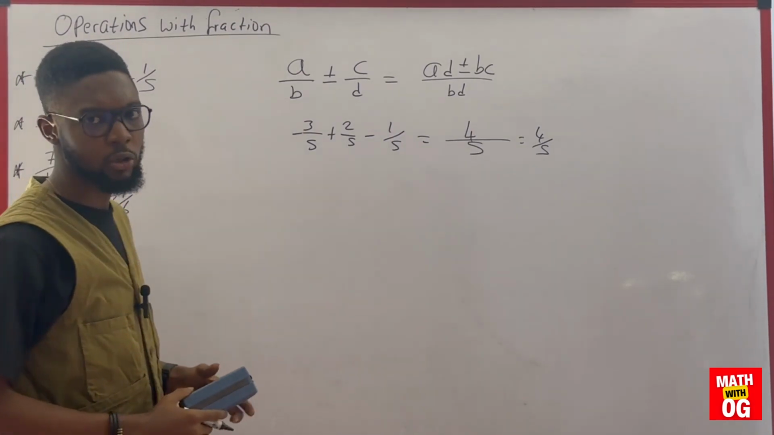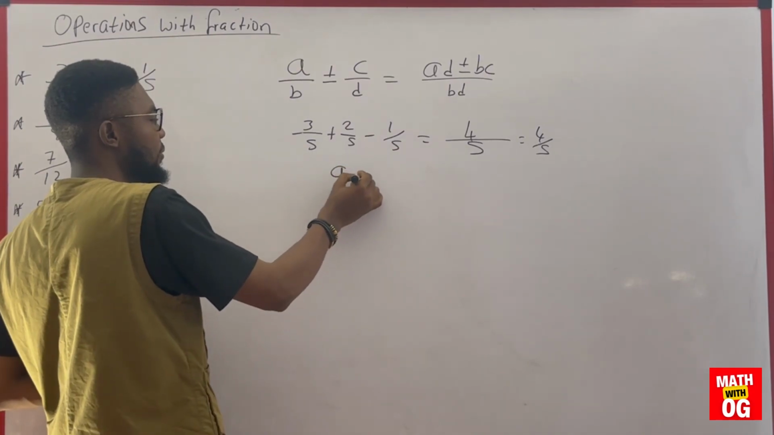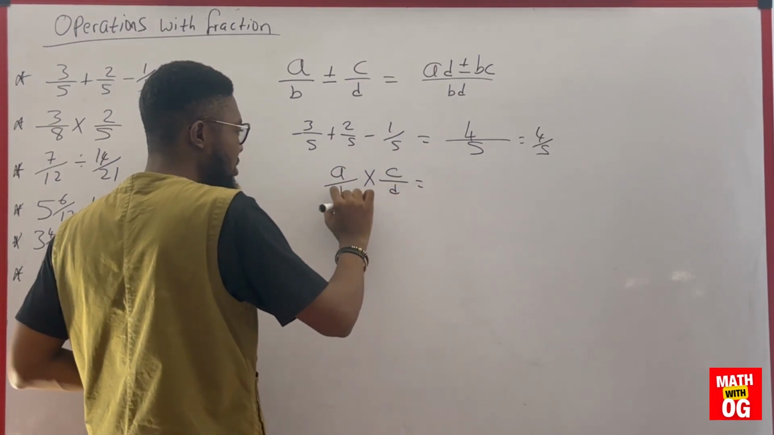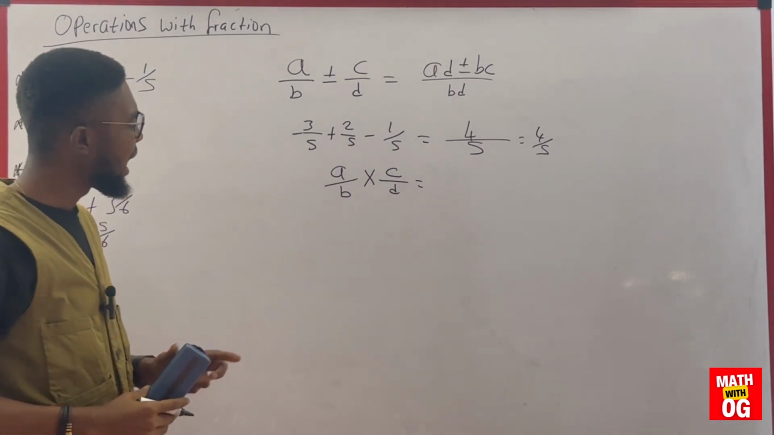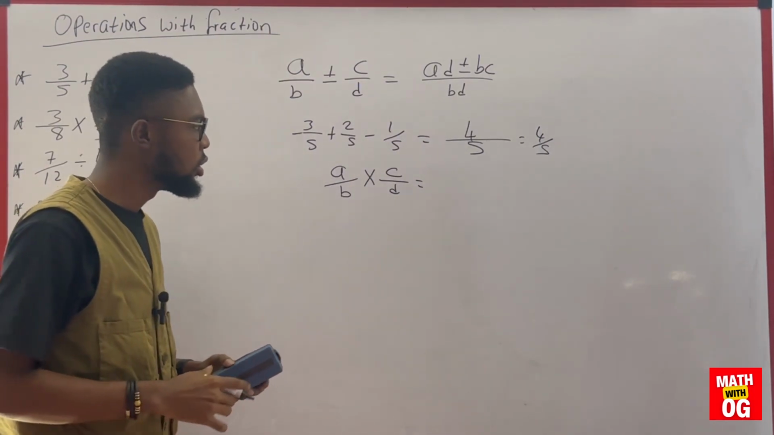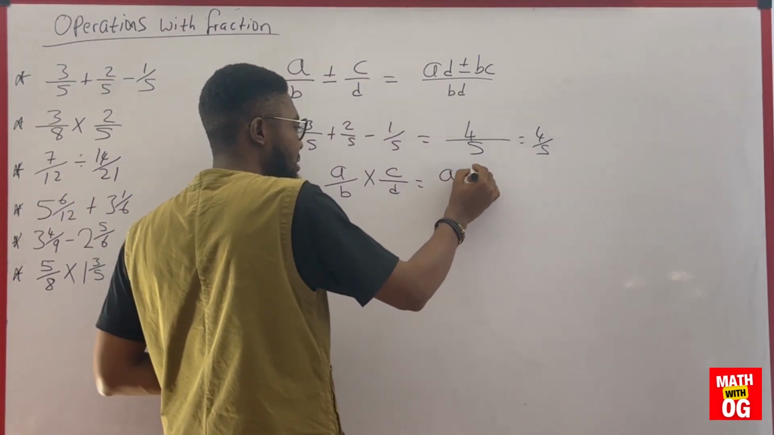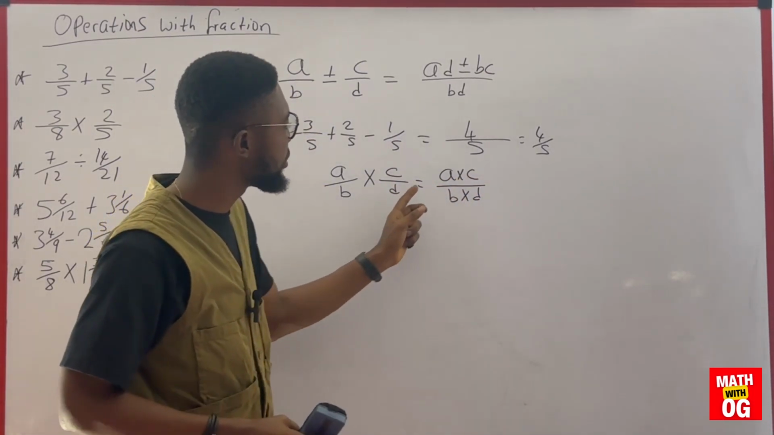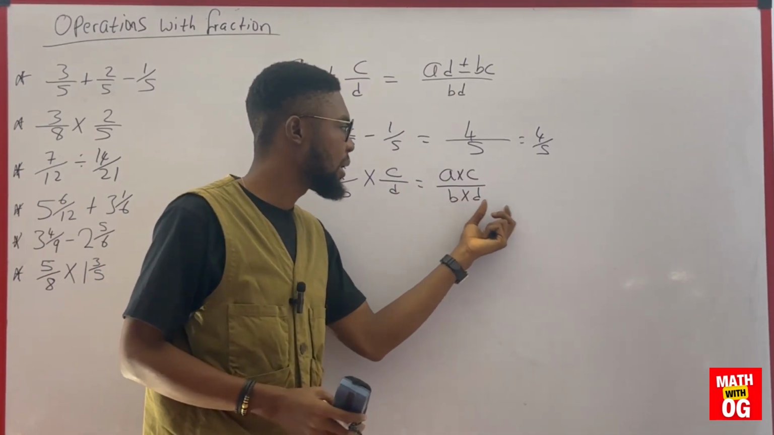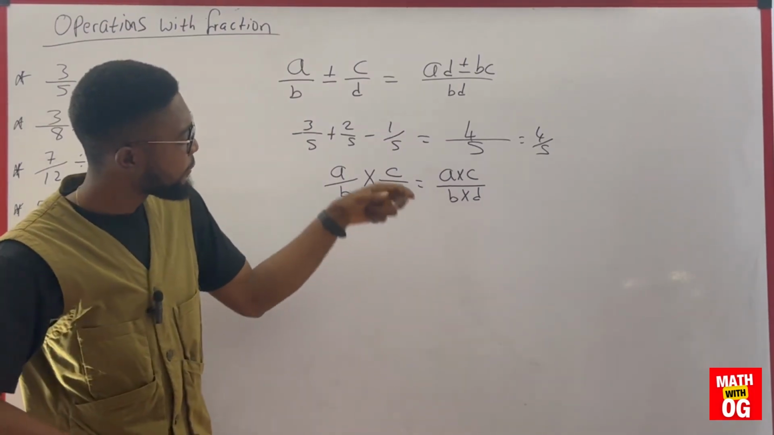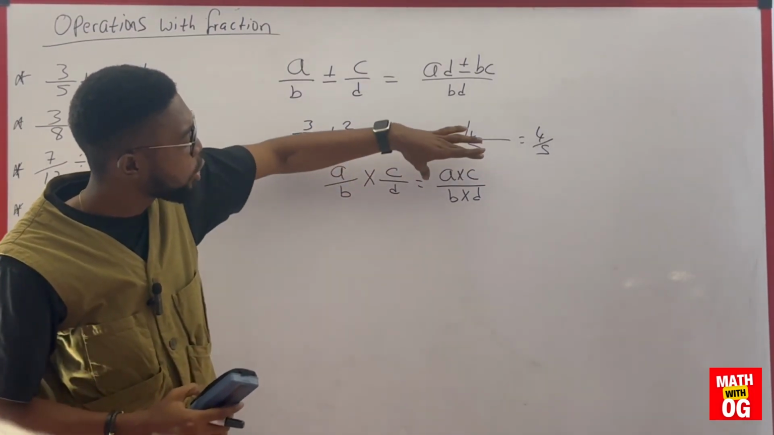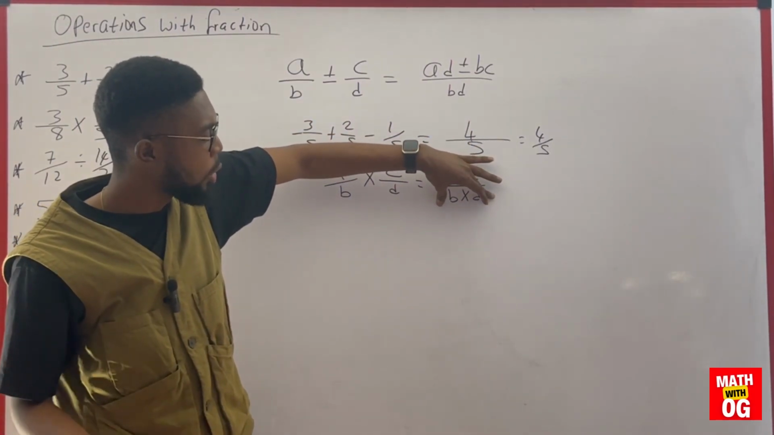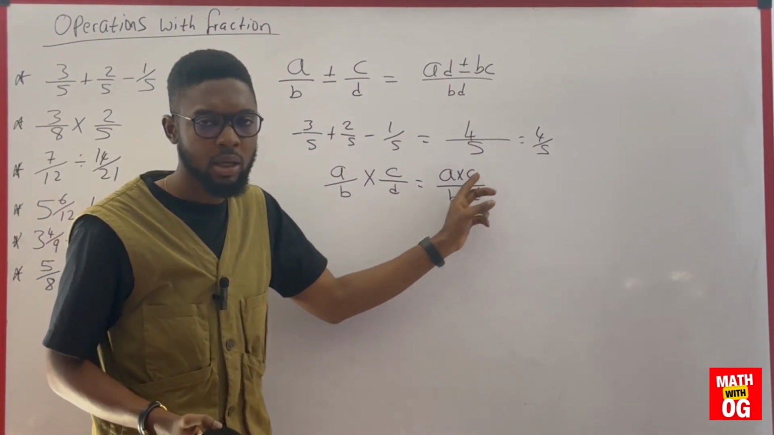Now, what about multiplication? In multiplication, whenever you are given a fraction like this, a over b multiplying c over d, you simply multiply the numerators together and also multiply the denominators together. So you should be having something like this: a multiplied by c all over b multiplied by d. So you can go ahead and just multiply all through and keep your answer. Or if you see a common factor from any number in the numerator and a common factor from any number in the denominator, you can simply cancel out.